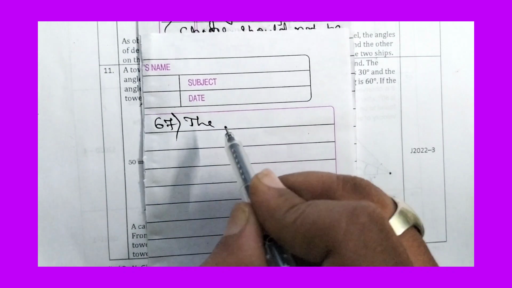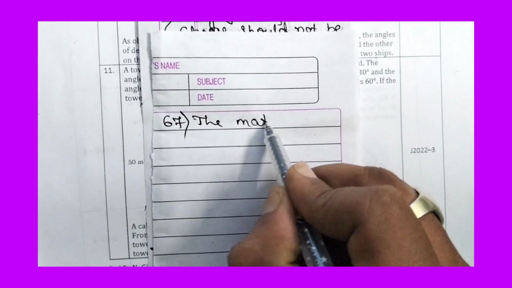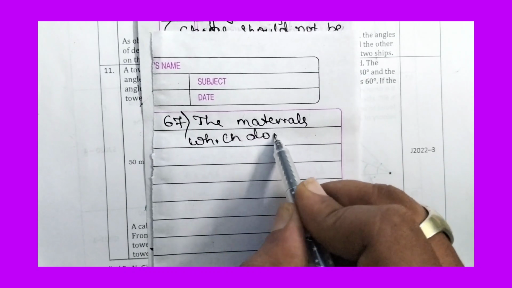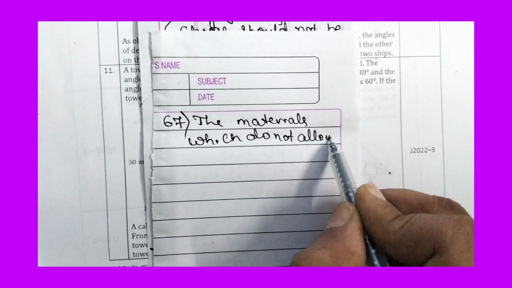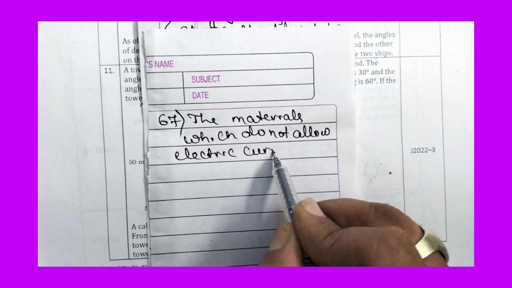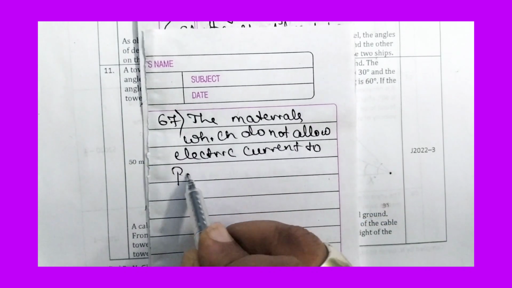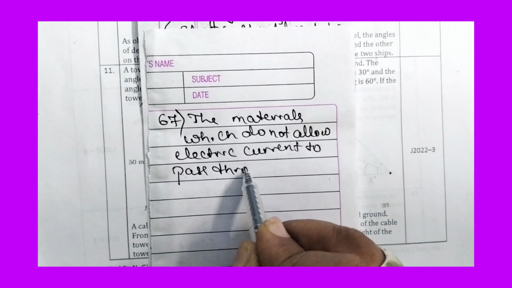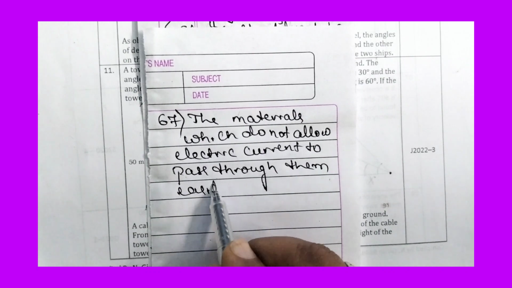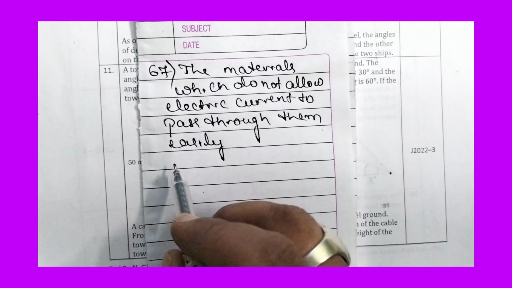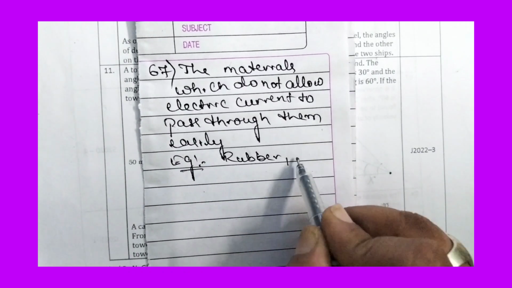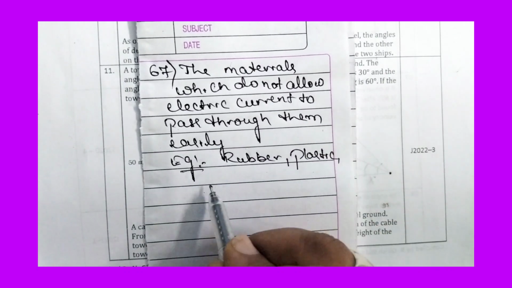Poor conductors are the materials which do not allow electric current to pass through them easily. They are called poor conductors. Example: rubber, plastic, dry wood.